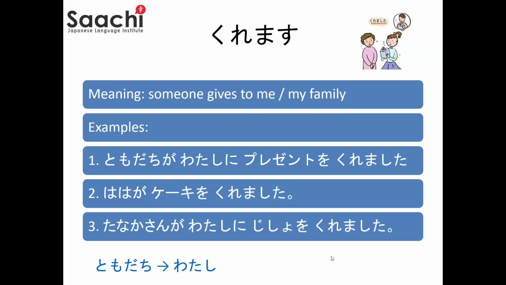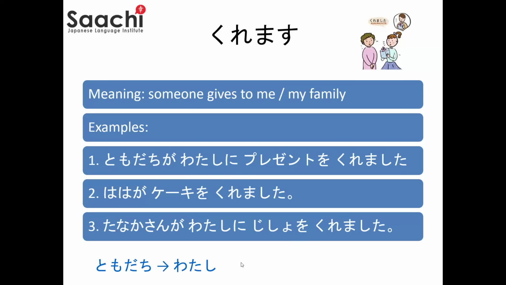So the first example is tomodachi ga watashi ni presento o kuremashita. So my friend gave me the present. The sentence starts with tomodachi. So you can observe the particles ga and ni. Haha ga keiki o kuremashita. Mom gave me a cake. Tanaka-san ga watashi ni jisho o kuremashita. Tanaka-san gave me a dictionary. So observe here, the sentence starts with the third person and somebody else is giving to me.